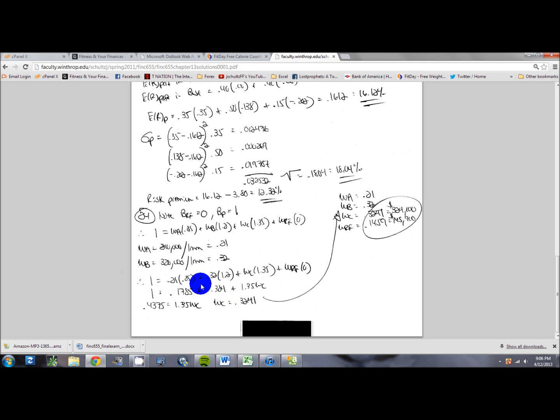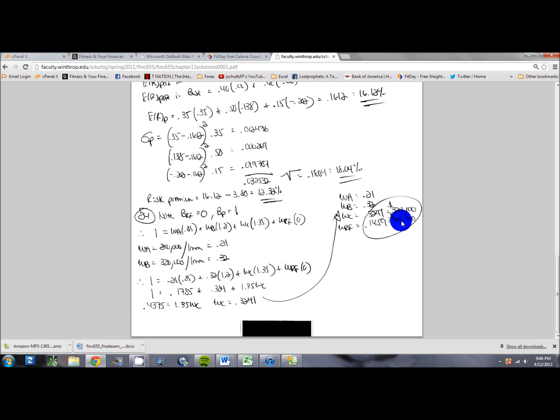Then you're left with only one unknown in the equation, and you can solve for W sub C, which comes out to be 32.41%. Then you can plug that back in with the other two weights. Your weight of A is 21%, your weight of B is 32%, and your weight of C is 32.41%. The weights of all four must sum to 100%, so the weight of your risk-free asset has to be whatever is left, or 14.59%.